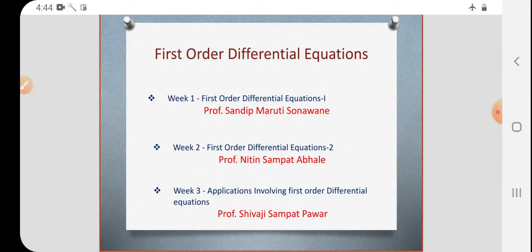Week 1 starts with the formation of a differential equation and the variable separable method, homogeneous and non-homogeneous equations. It will all be covered, and it will be handled by Professor SM Sonawane. In week 2, exact and non-exact differential equations will be handled by Professor NS Abare sir. And the third one, whatever we have learned in week 1 and week 2, we have to evaluate by using the applications, and that part is handled by Professor SS Pawar sir.